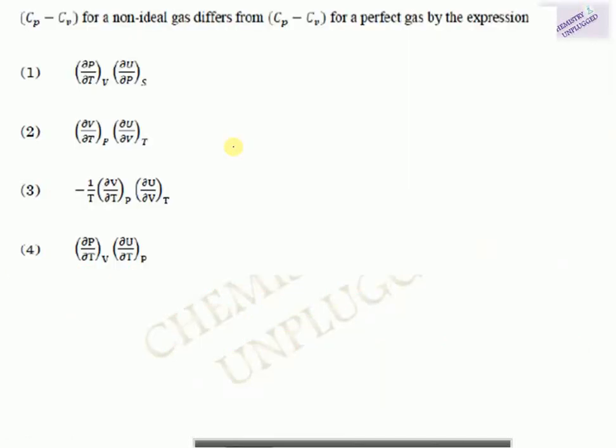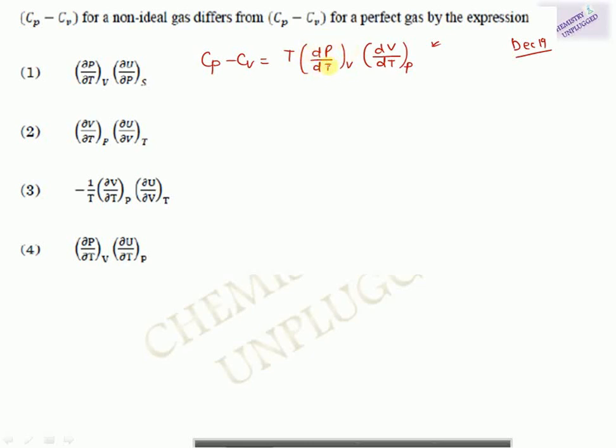Next question is from December 2019. The question was: Cp minus Cv for non-ideal gas differs from Cp minus Cv for a perfect gas by the expression. For this question you have to remember this equation: Cp minus Cv is equal to T dP over dT at constant volume times dV over dT at constant pressure. You have to always remember this equation only, then you can modify it into various equations.